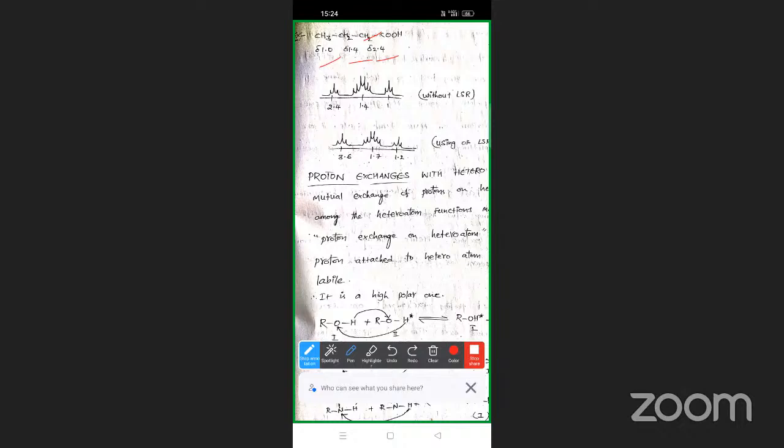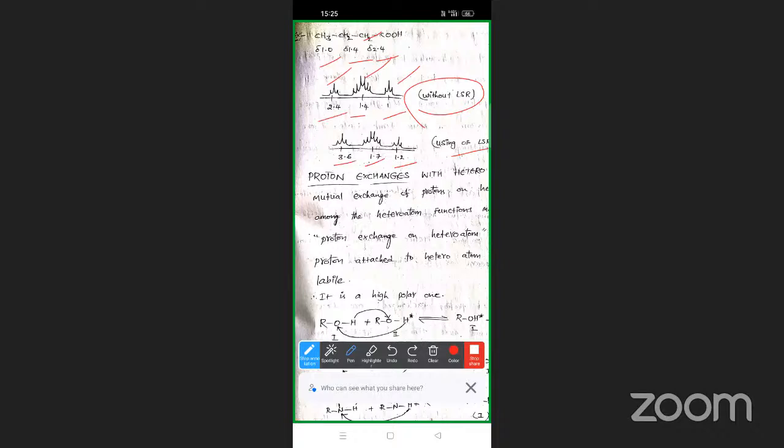And if you see the multiplicities in the H1 NMR spectra of this butanoic acid without LSR, without lanthanide shift reagent, here you get the triplet, multiplet, and triplet. And when we add the LSR, lanthanide shift reagent, then you can see the change in the delta values here. Here 1.0 becomes 1.2, 1.4 becomes 1.7, 2.4 becomes 3.6.